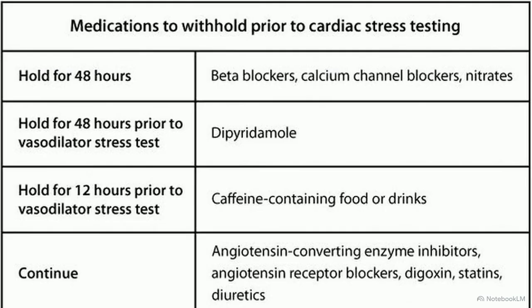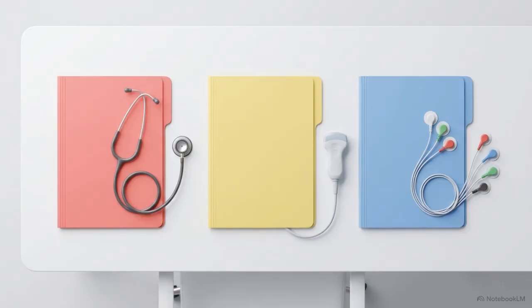Prior to any of these tests, certain medications must be cleared from the patient's system. As shown, beta blockers, calcium channel blockers, and nitrates must be held for 48 hours to avoid masking ischemic signs, unless testing their specific efficacy. Selecting the correct stress test requires navigating a patient's existing physiological limitations to ensure accurate results and prevent dangerous respiratory side effects.